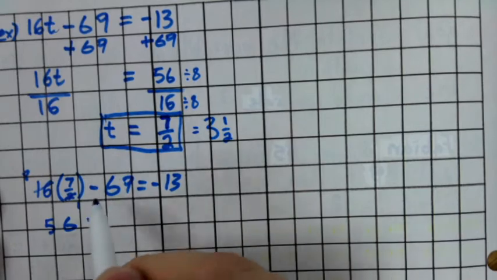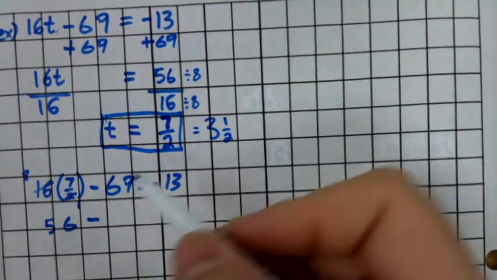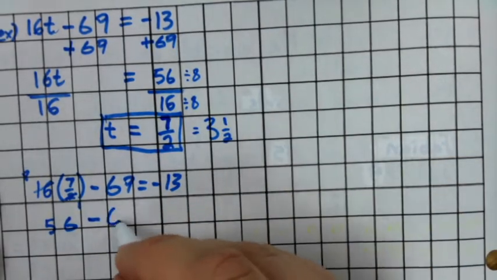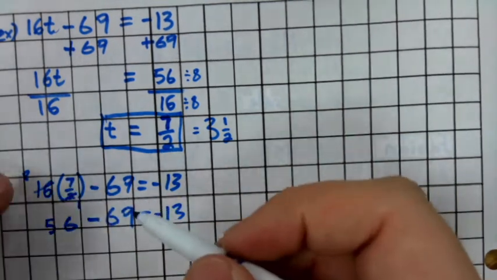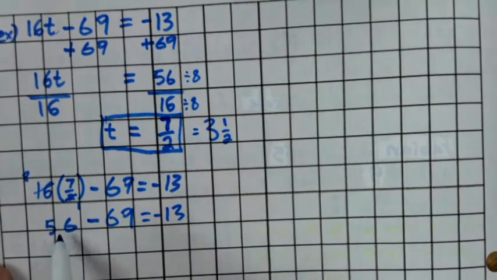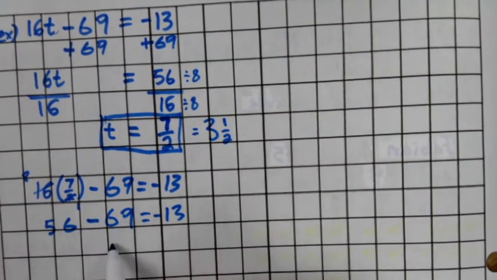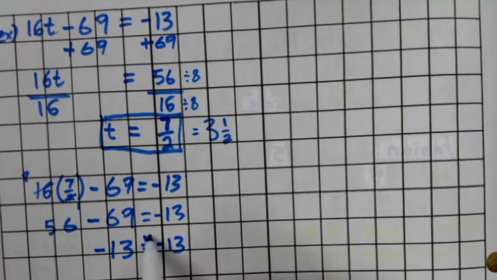And then that cancels out there, right? And then minus 69 equals negative 13. If you don't know how to do this, please ask me. And then you've got 56 subtract 69. Well, 69 subtract 56 is 13. Because the negative is bigger, it's negative 13 equals negative 13. And that is verified.